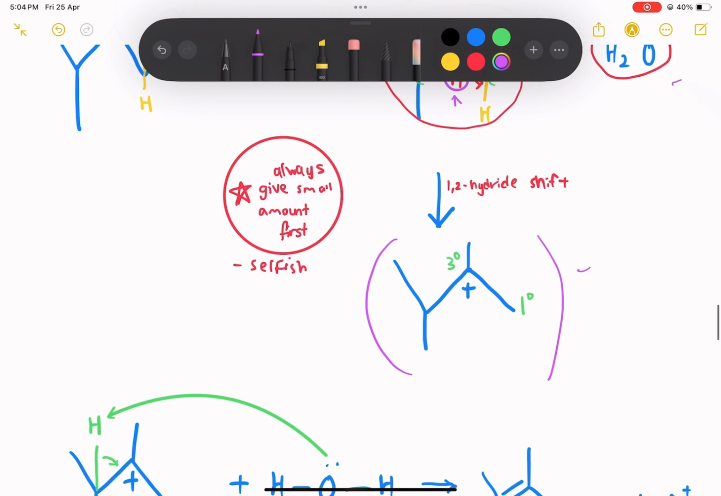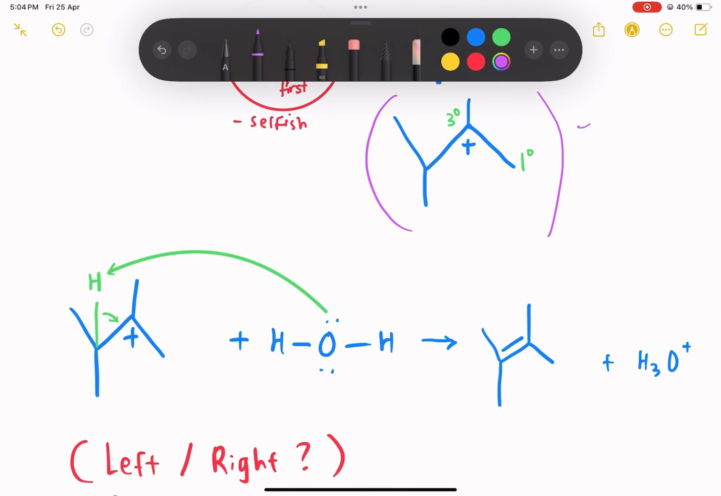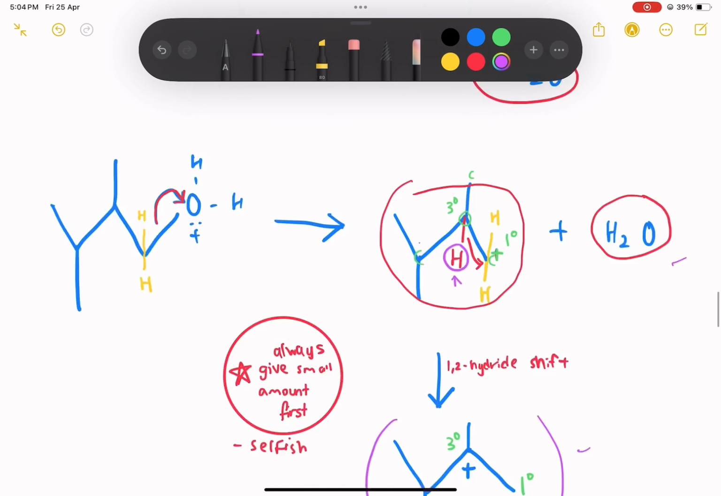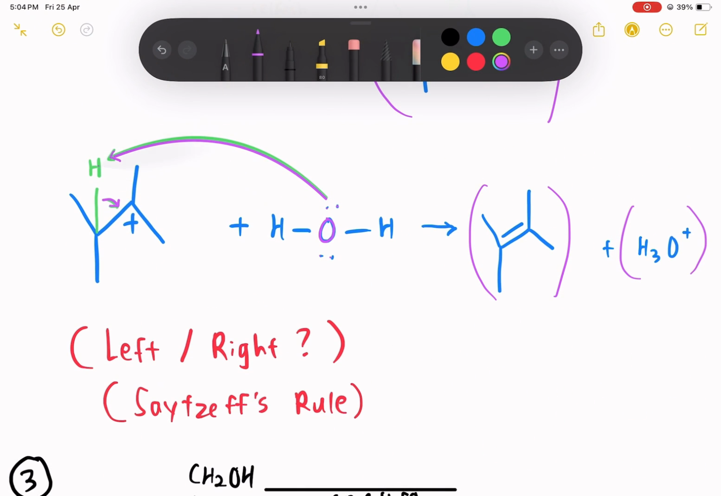So these two compounds will react with each other. Oxygen, which is highly electronegative, will attack this H to remove H, and then when you remove this H, the bond will go over here in order to remove the positive charge to form this alkene and H3O+. This oxygen can only attack this H, but not the H here.